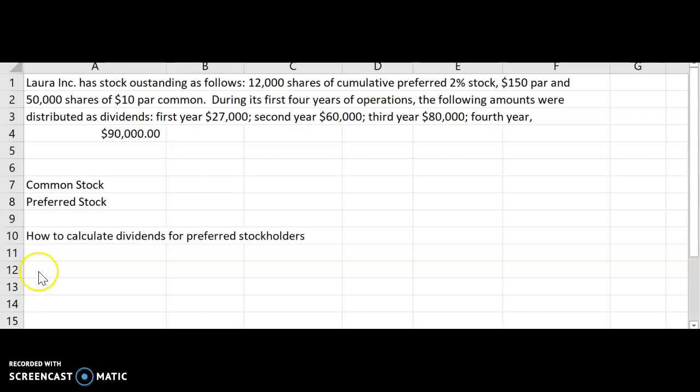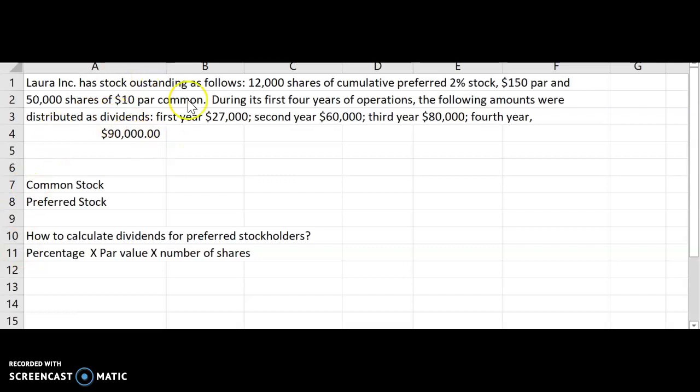So the first thing we need to do is to figure out how to calculate dividends for preferred stockholders. You have to be given the numbers to do this, and this is how you will do it. You're going to be given a percentage, a par value, and the number of shares. You're either going to be told the number of shares or given the numbers to calculate the number of shares.